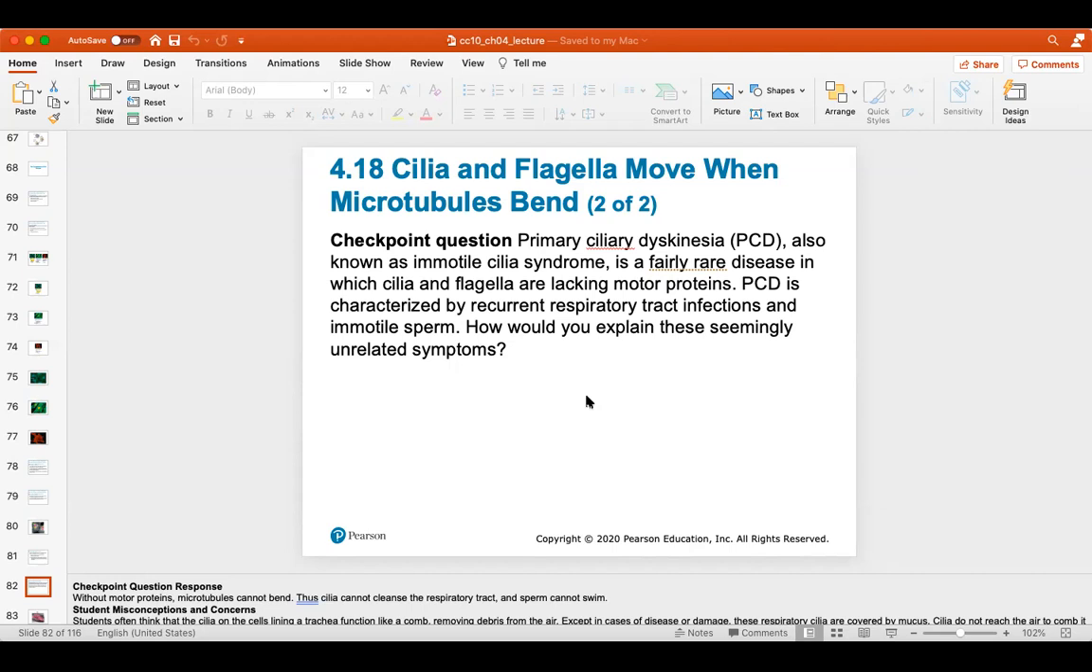As for the respiratory tract infections, cilia are often found in your respiratory tract. So in your trachea, your nose, and your lungs, cilia help to trap any harmful substances that you breathe in and then move them out. So this disease would affect both because they are made up of the same type of structure. So it could affect things in your respiratory tract as well as sperm cells.